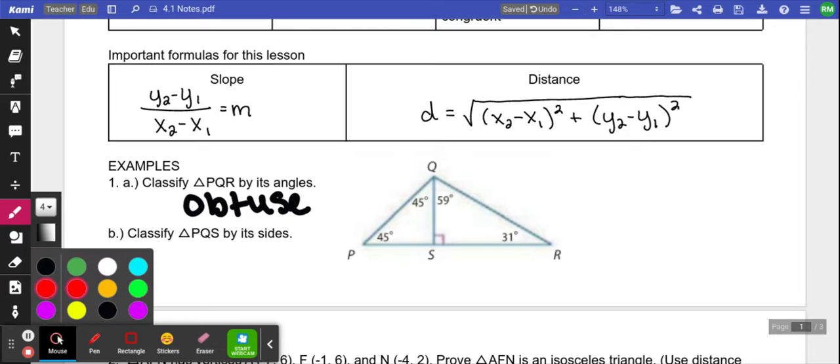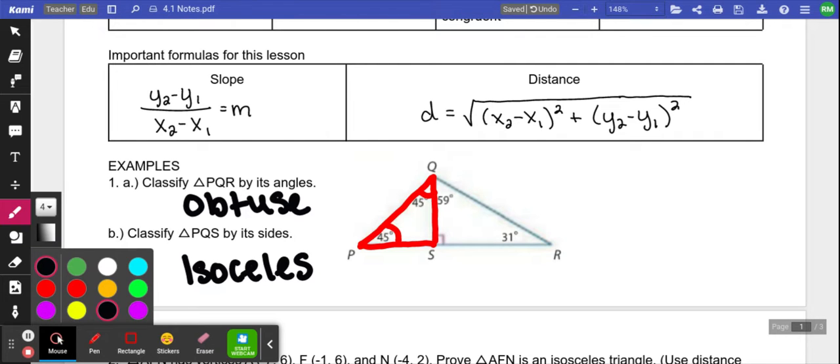So the next one says classify triangle PQS. PQS is this triangle right here. And it says classify it by its sides. Well, there's no markings on its sides. There's no measurements. So the thing that you need to look at here is these two angles right here. They're both 45 degrees. So that means that two angles are congruent, which means the two sides are going to be congruent. So sides QS and PS are congruent, therefore making this an isosceles triangle.